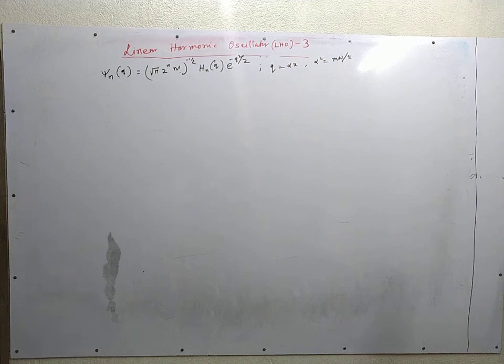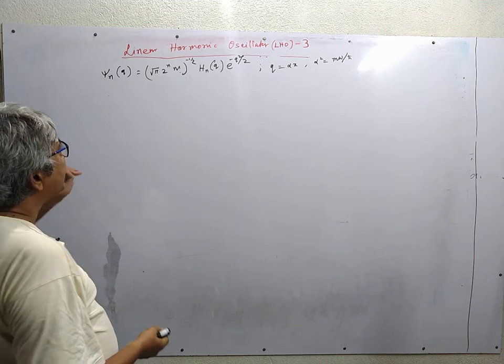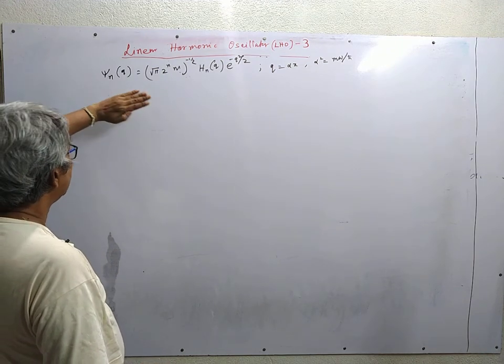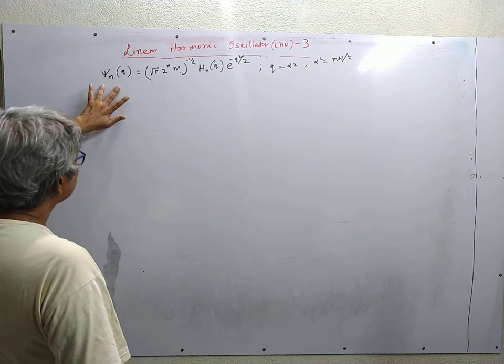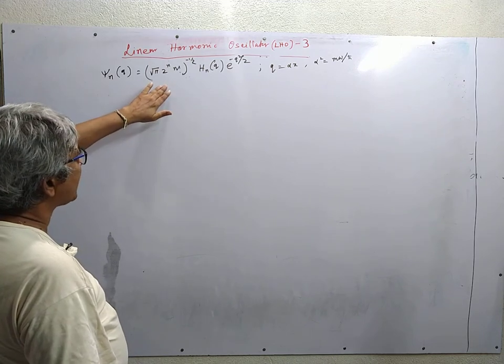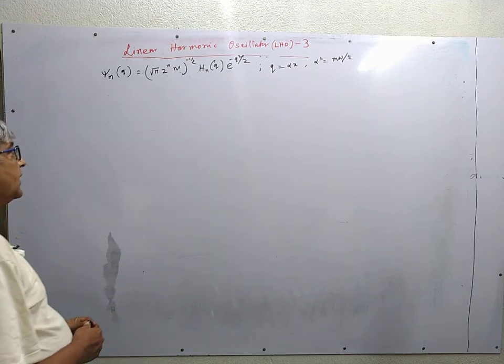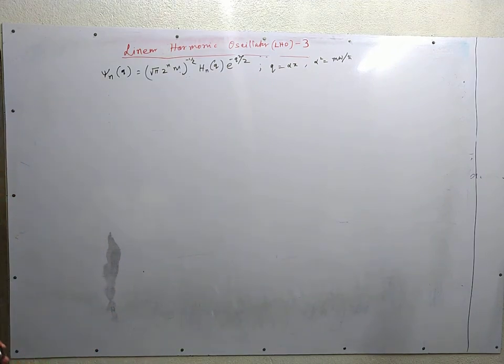This is the third lecture on linear harmonic oscillator. In the last class, we have arrived at the result that the normalized wave function describing the harmonic oscillator is this. Today I want to find out the recurrence relation.